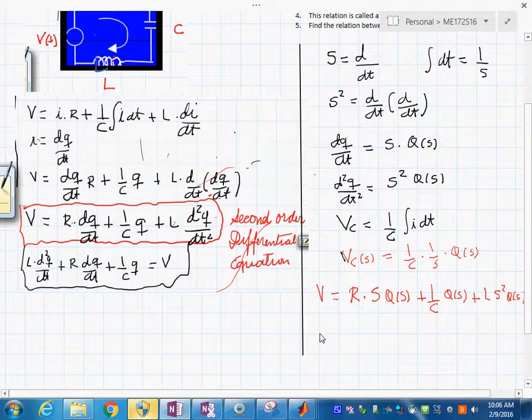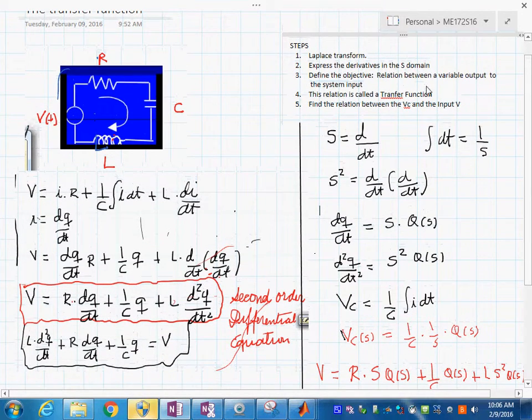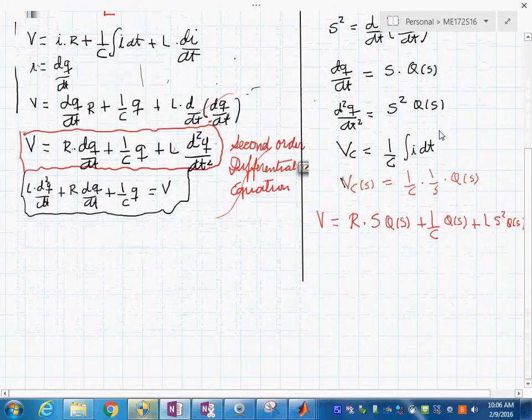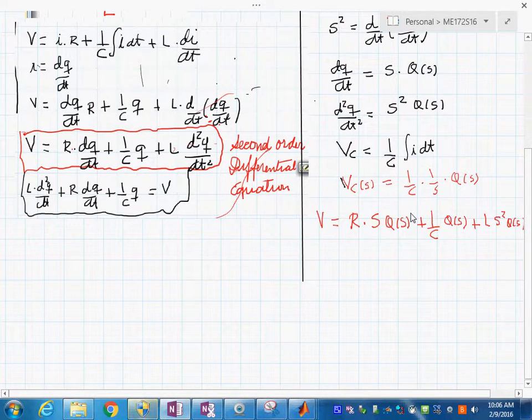Okay. So how can we do this? You write in here that V of S is equal to R times S plus 1 over C plus L times S squared, and this is Q of S. Yeah? The relationship between those two, you will say that V C of S is equal to a relationship to V of S like this.